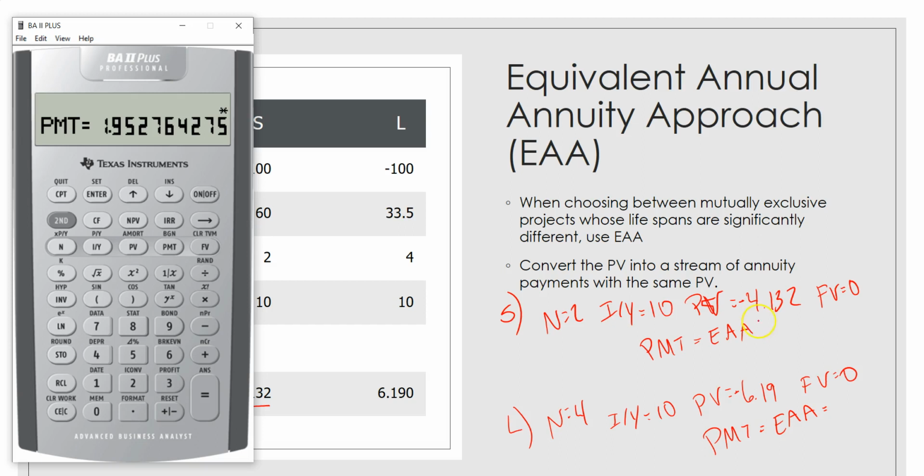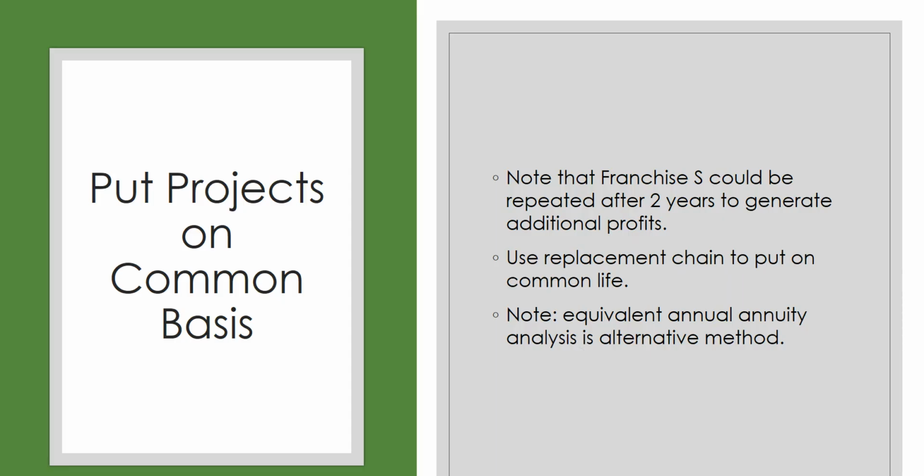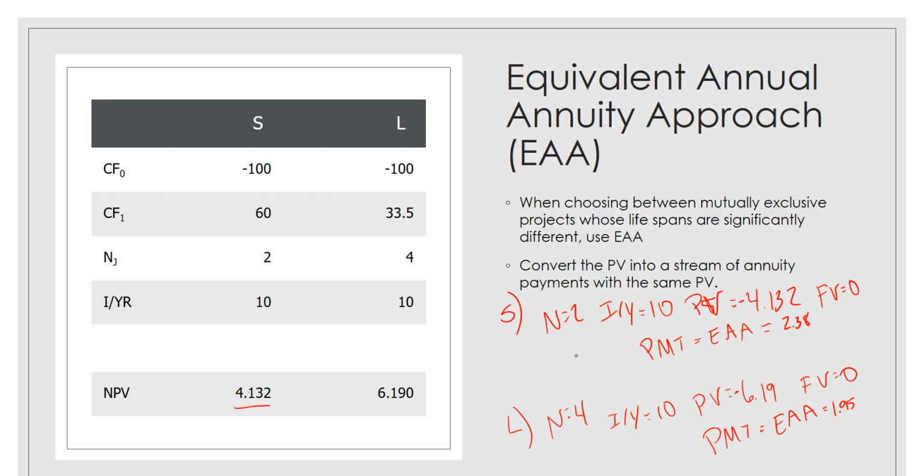So when looking at this, we see that short was 2.38 and long was 1.95. So the short project has a higher equivalent annual annuity than project long, so it's actually the better project. So we would choose project short rather than project long.